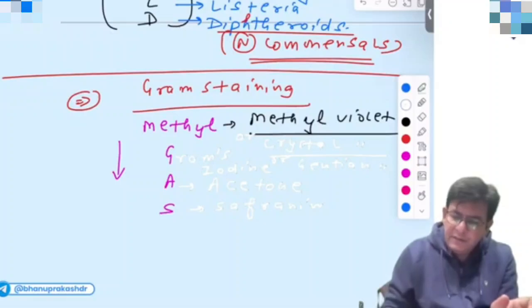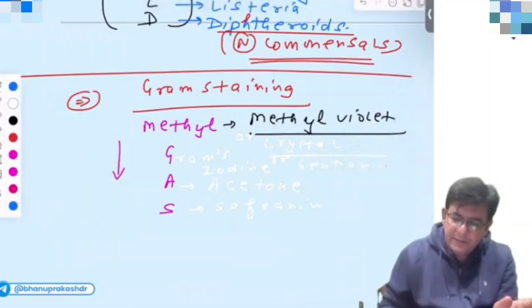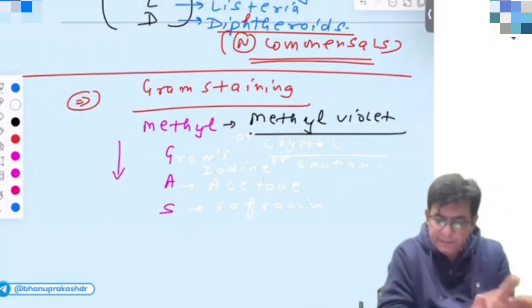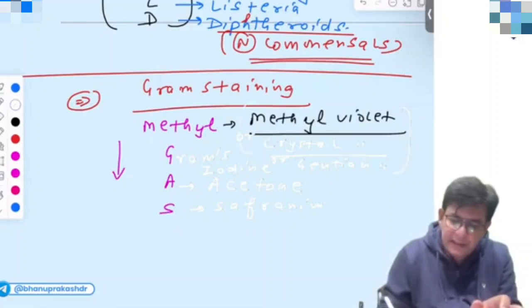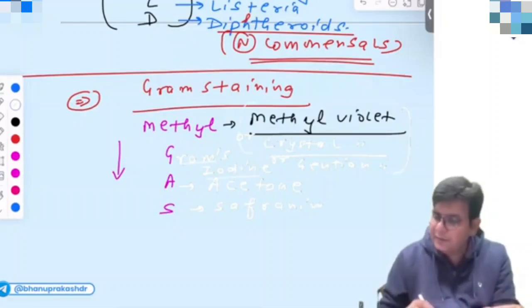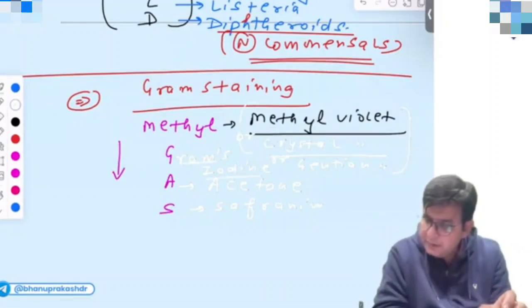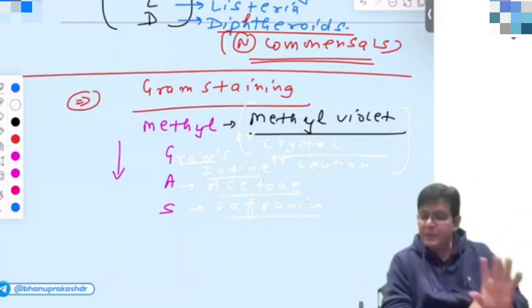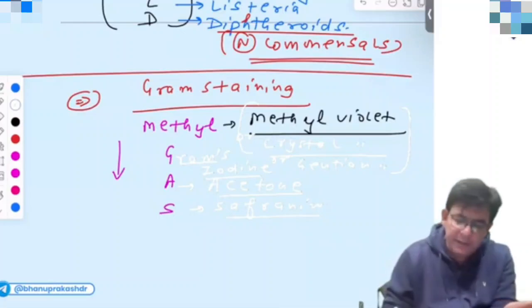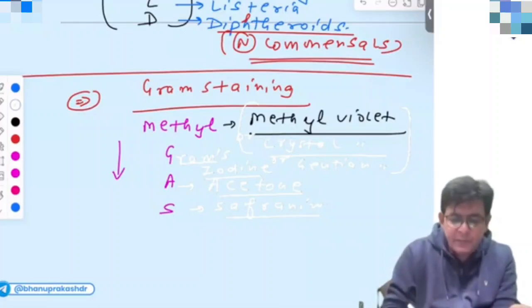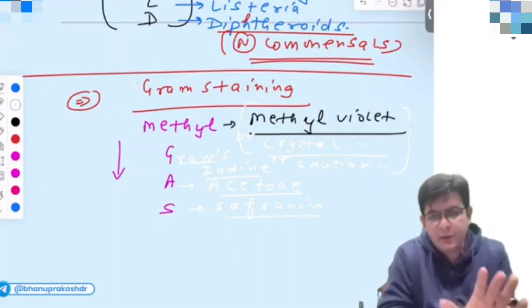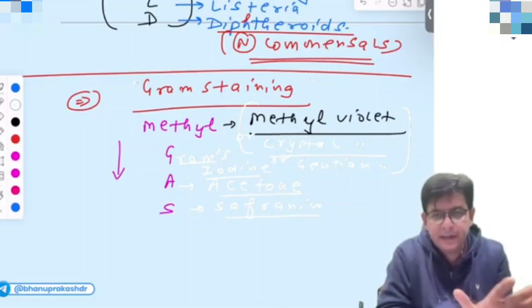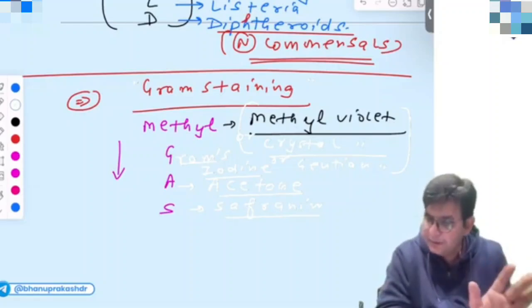Methyl violet, crystal violet, gentian violet, either of these particular violet dyes. Then you use gram's iodine. Then A is acetone, S is safranin. If you remember this sequence, then you get that this is the way you gram stain. The most important staining in the case of microbiology is gram staining.